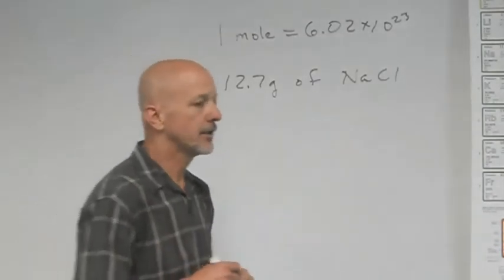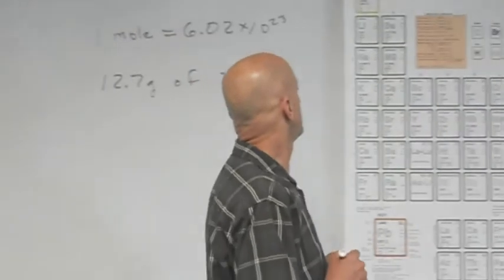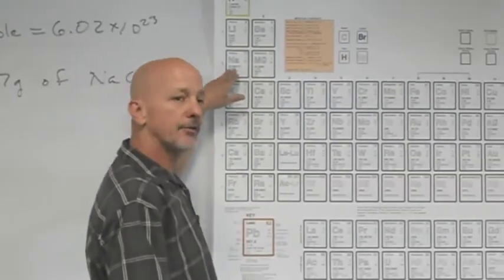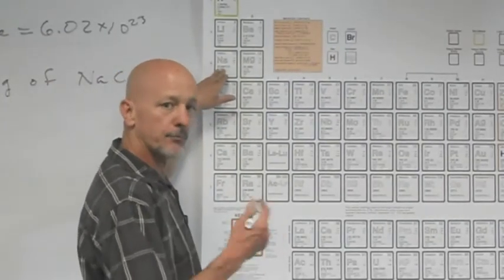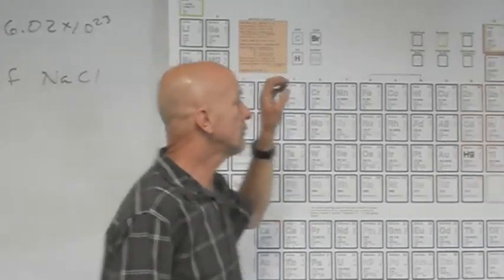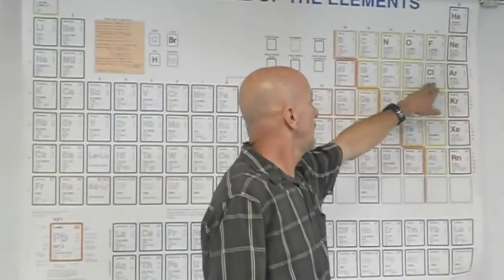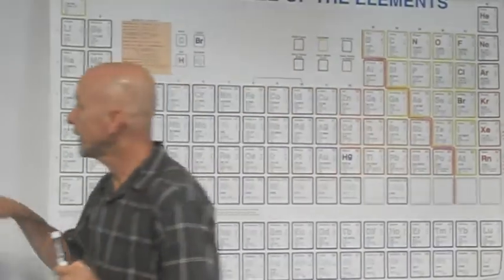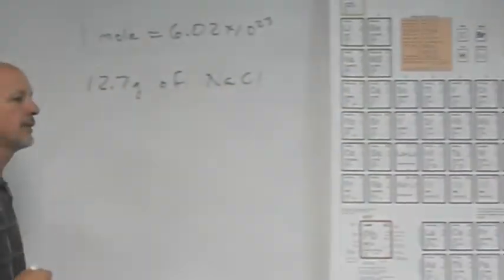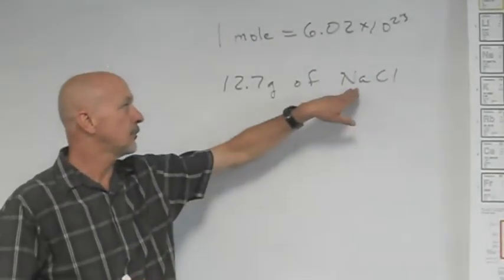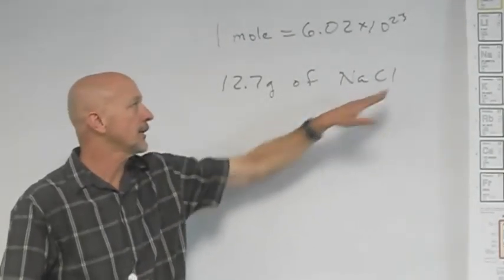So I come to my periodic table, and I find sodium has a mass of 22.99 grams per mole, and a mole of chloride has a mass of 35.45 grams per mole. So what is a mole of sodium chloride? A mole of sodium chloride has a mole of sodium ions and a mole of chloride ions.